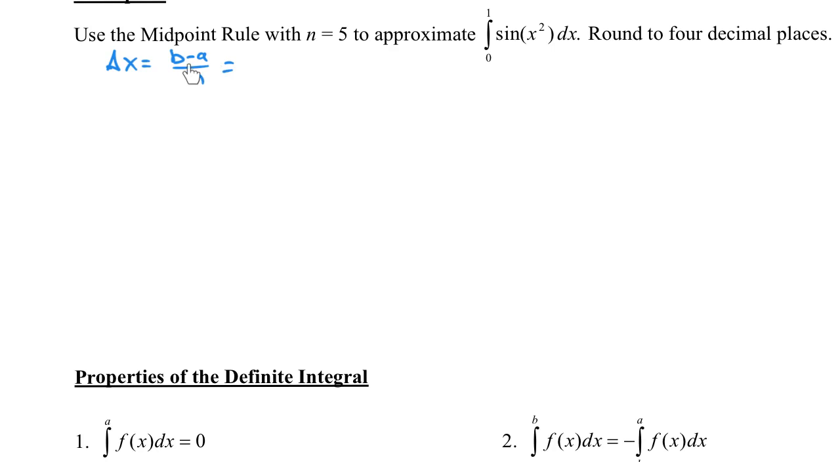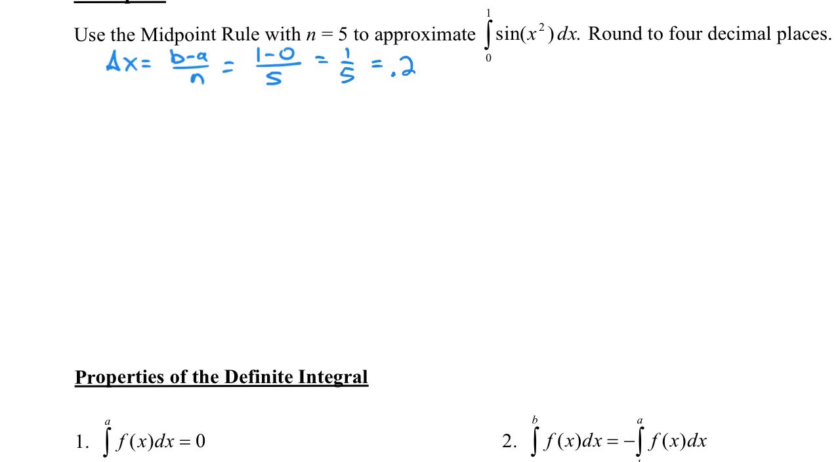So to do b minus a, this is always a down here, this is b up here. So it's going to be 1 minus 0 over n, which is 5. They have to give us that, right? We have to know how many of these rectangles we're going to use. We're going to use 5. If we use 10, we'd be more accurate, but we'd also have more calculations. So this ends up being 1/5, or for the decimal fans, 0.2.